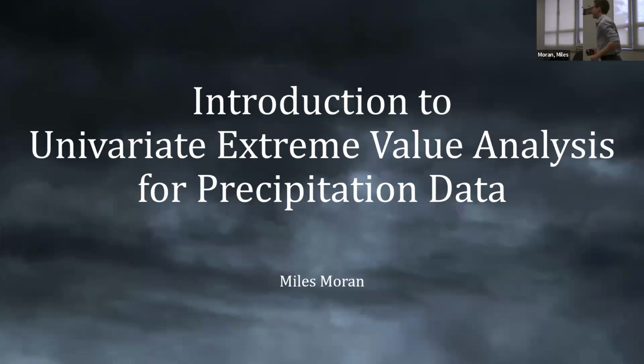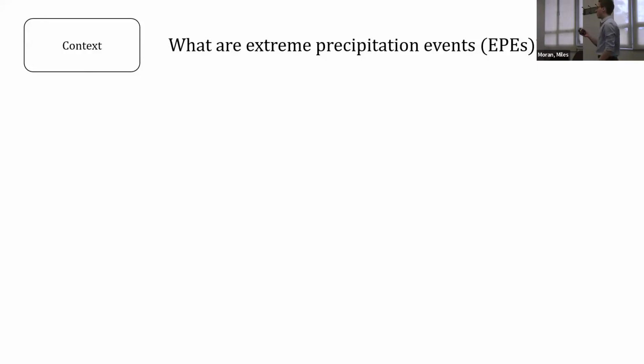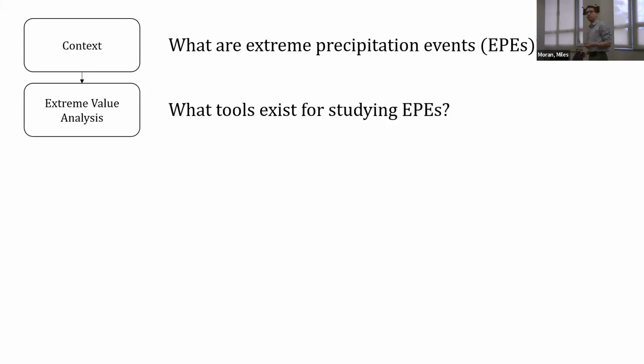All right, thanks everyone for being here. So today I'm going to be introducing a kind of univariate extreme value analysis as a way of studying precipitation data. Before we get started, I want to lay out a roadmap for what we're going to talk about. I'm going to phrase this as a series of questions and answers, starting with, what are extreme precipitation events? I'm going to refer to them as EPEs. What constitutes extreme? And for that, I'm going to give some context. Then I want to get into, if we know what EPEs are, what tools exist for actually studying them? And the answer to that question is going to be an umbrella term that we call extreme value analysis.